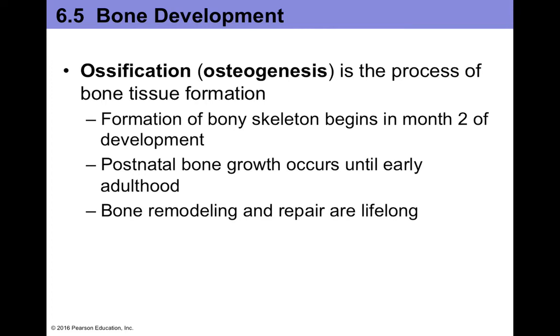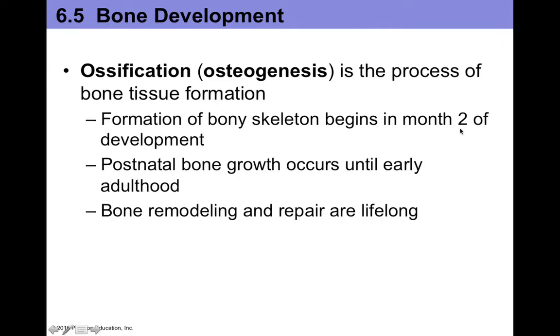Okay, in this video we're going to talk about the different types of bone development. So ossification, also called osteogenesis, is the process of bone tissue formation. And formation of the bony skeleton begins within the second month of fetal development. And we talked about how most bones in your body start out as cartilage, so ossification occurs in month 2, but it's basically osteogenesis of cartilage.